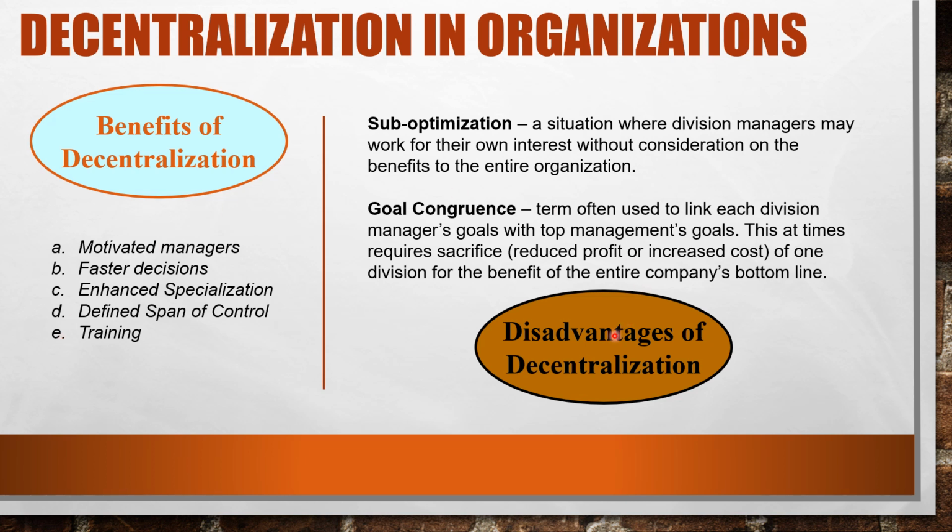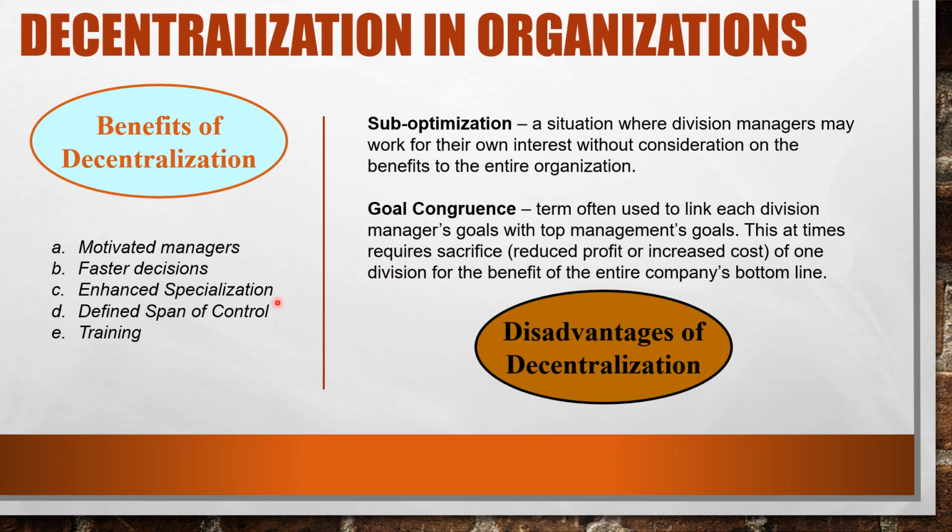Well, there are some disadvantages also of decentralization, and the most common disadvantages of decentralization are sub-optimization and goal congruence. What is sub-optimization? Sub-optimization happens when division managers work for their own self-interest only without consideration of the benefits to the entire organization. So they are putting their attention on what benefits them rather than looking at the bigger picture.